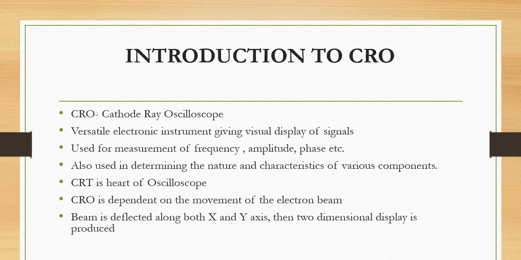If the electron beam is deflected along both the x and y axis, then a two-dimensional display is produced. This is the basic working principle of this CRO. The beam is deflected at a constant rate along the x axis, which contains time, and it is deflected along the y axis in response to the input voltage.